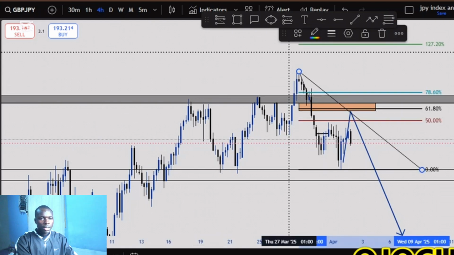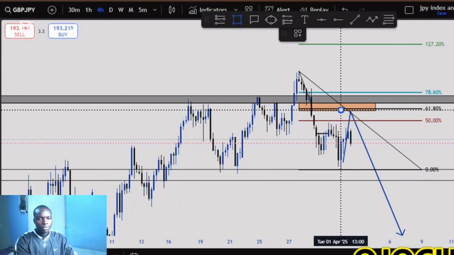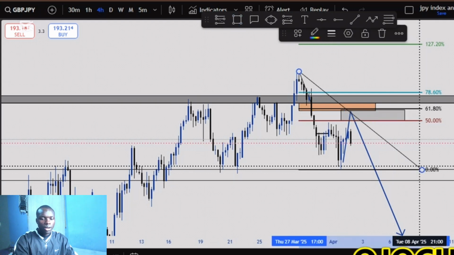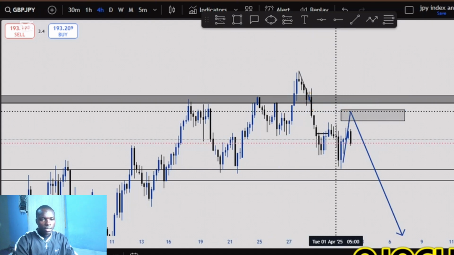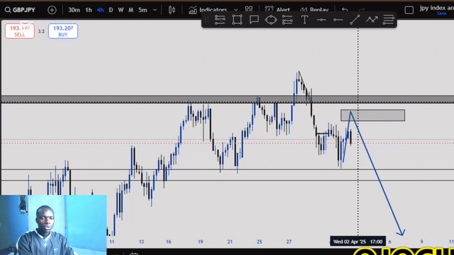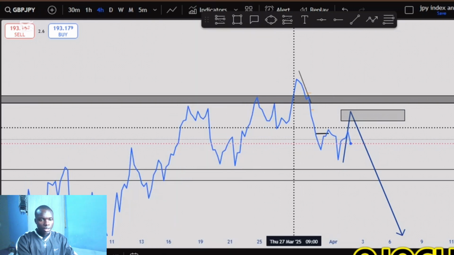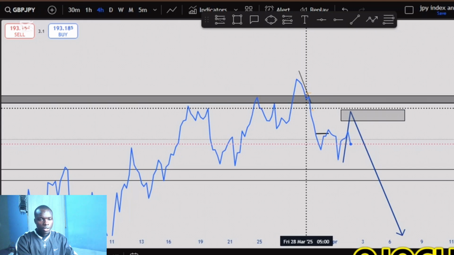This is my 61 and my 50% fib retracement zone on the 4-hour time frame here on the GBPJPY. If I see the market tap in this zone right now, all I'm going to do is look for a sell. I'm going to look to sell this market from this zone.